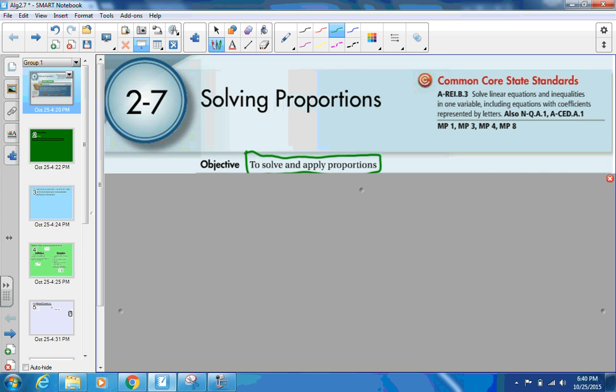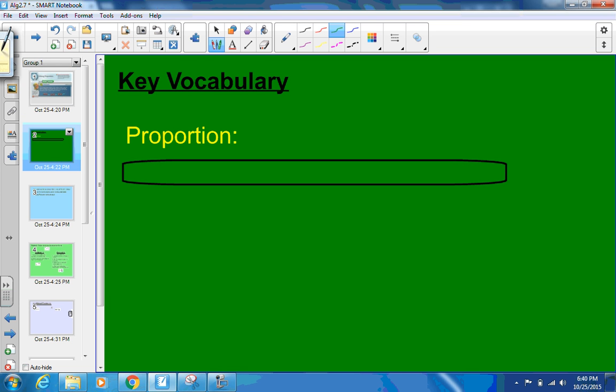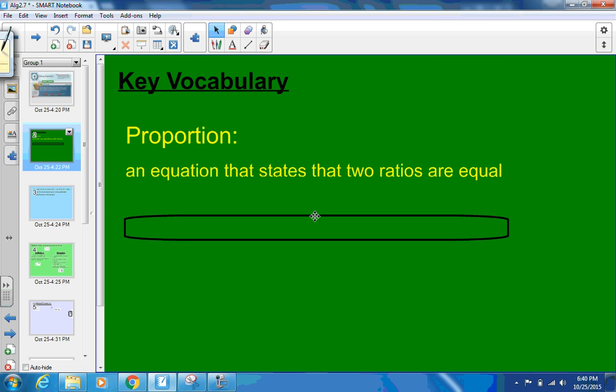In solving proportions, we need to know what a proportion is. You've done proportions before, but a proportion simply is an equation that states that two ratios are equal. Remember, it has to be an equation, so it must have an equal sign. An example you might want to write down to help you picture it would be 1/2 equals 2/4. Those are two ratios, and they're set equal.